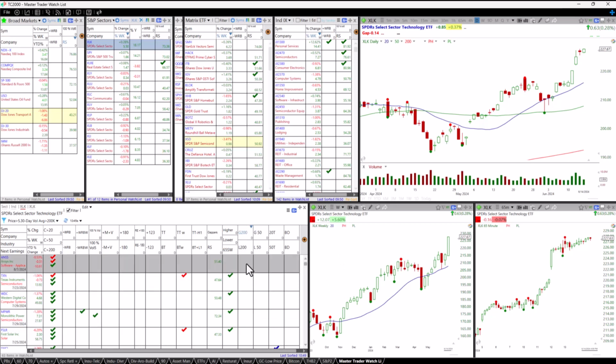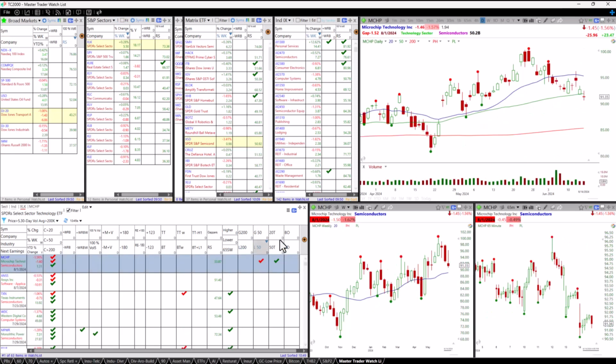Nothing that was under the 200 and then regained it. What about breaking down? No, none of them. 50. No. Oh, here we got one. All right. Microchip. It's a semiconductor. Semiconductors have been doing well. This was above the 50.